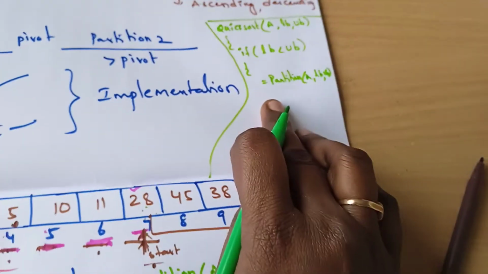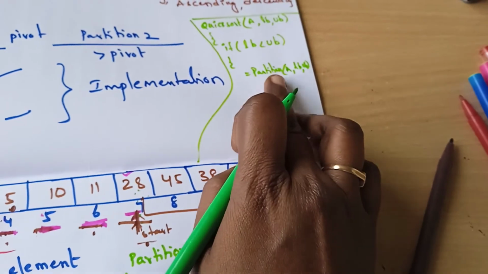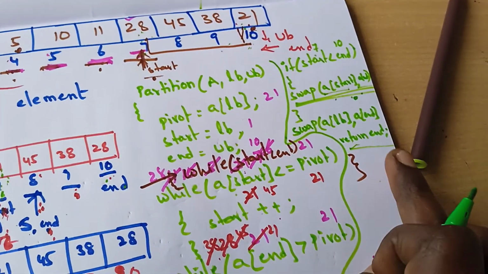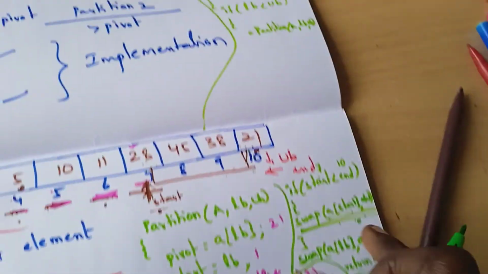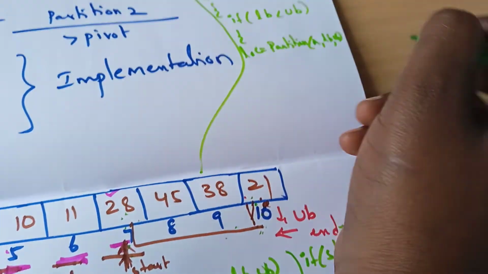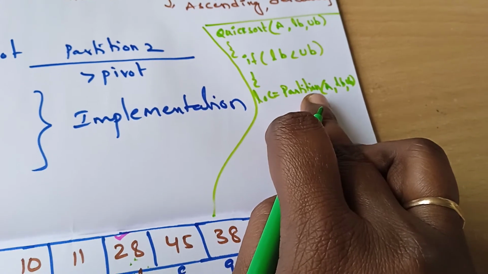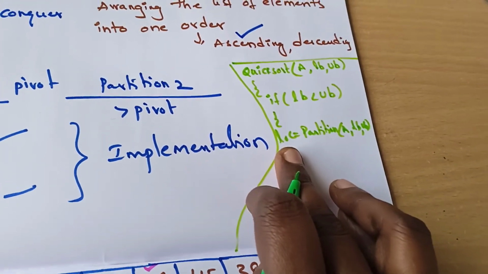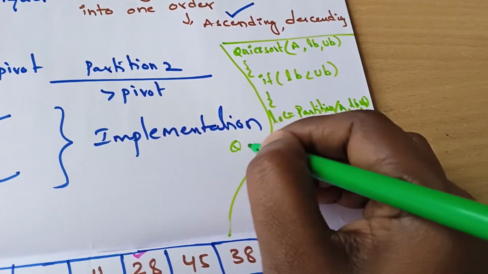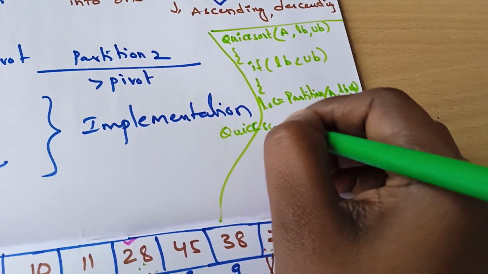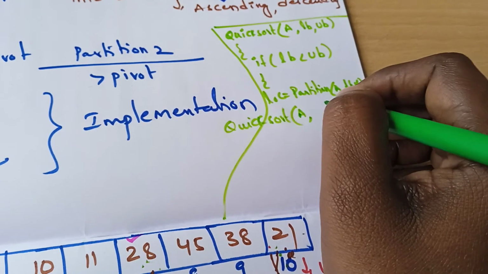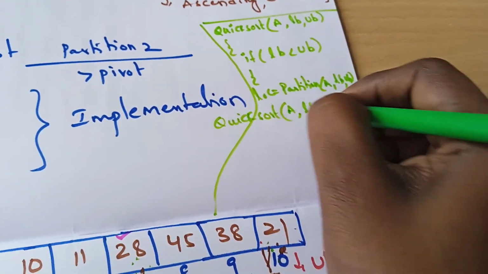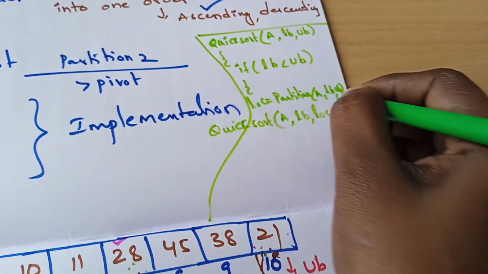Now partition will return a value, right? Look at this, it will return the end value. Now I am putting the variable, which is location. Partition will return an integer value, which is location. Okay. Now quicksort of the array, lower bound comma location minus 1.